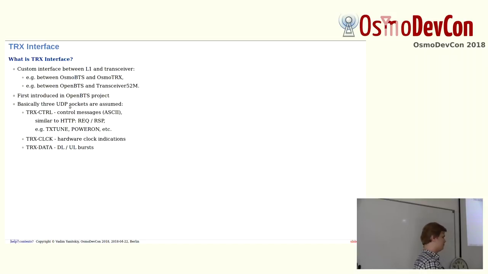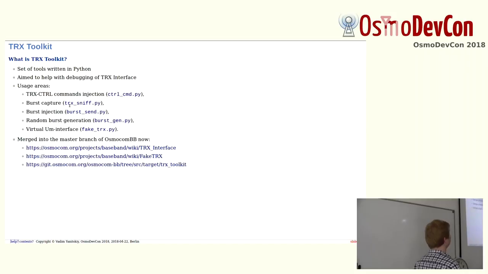Basically, it assumes three UDP sockets to be used. Harald asked me not to call one of them control because that name is already used. It's the TRX control protocol. It's ASCII based and looks very similar to the HTTP protocol. You send a command, for example, please tune to this particular frequency, and you will get a response, even with a response code like in HTTP, but zero means okay. There is also a clock protocol, which allows you to get hardware clock indications. And the last interface is data, where you send and receive uplink and downlink bursts.